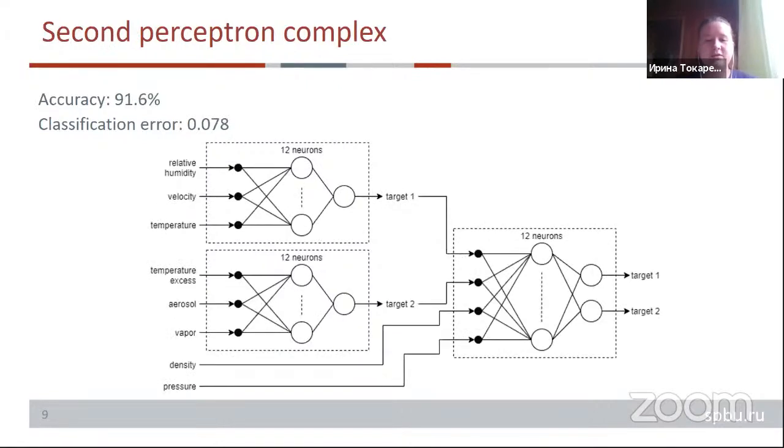To improve the result, the original set of features was divided in such a way that two of them are fed directly to the resultant perceptron, as you can see on the slide. The accuracy is higher now and is 91.6%.